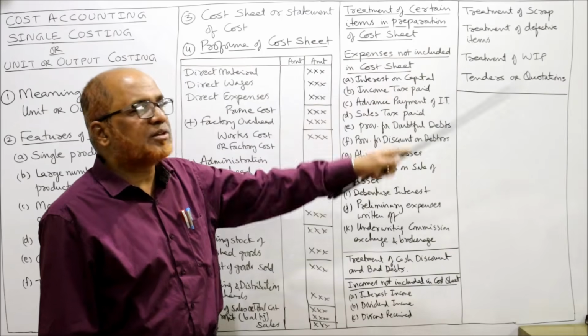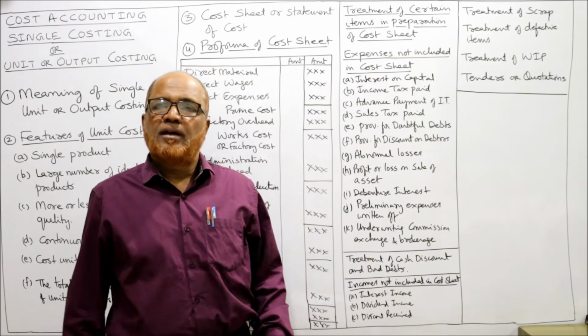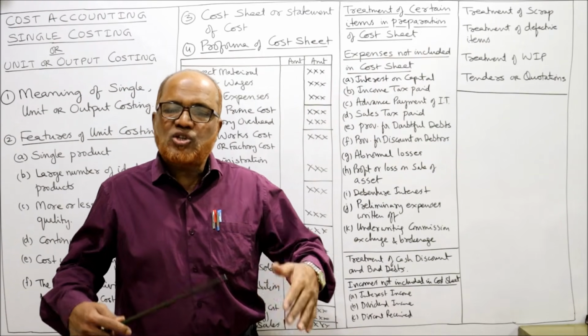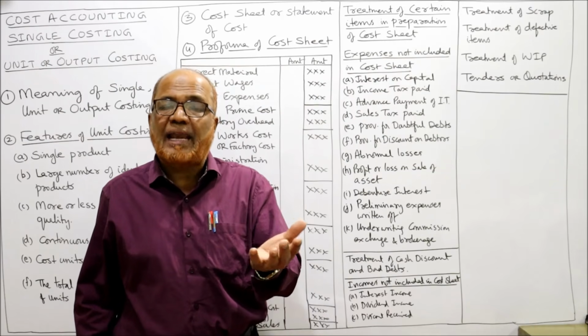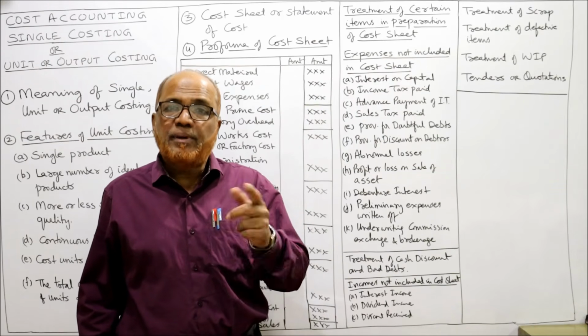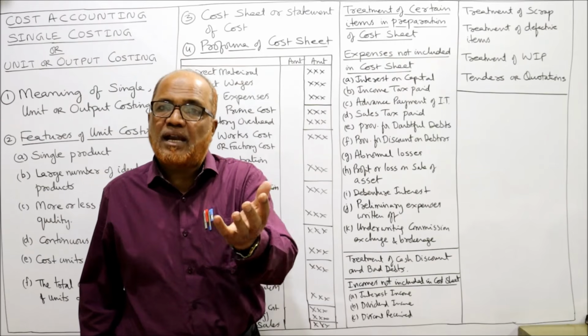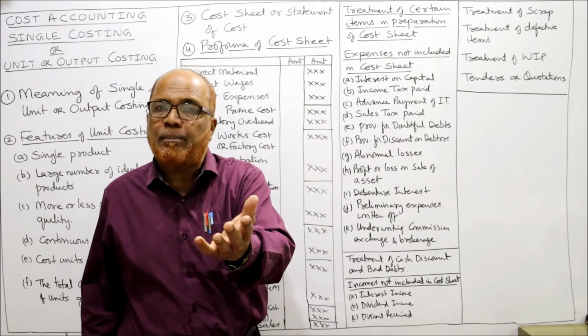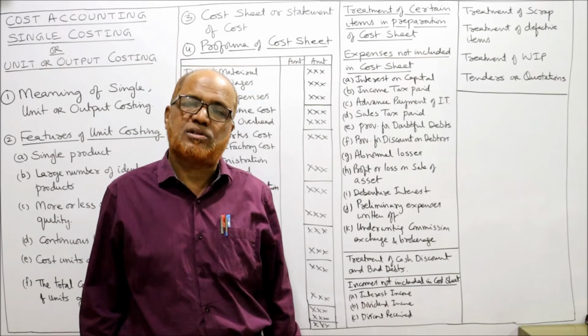Then next is treatment of scrap. अभी बताया हमें, sometimes while manufacturing the goods, some scrap value is realized. अब ये देखना है कि this scrap is realized from the material or scrap is realized after the production process.